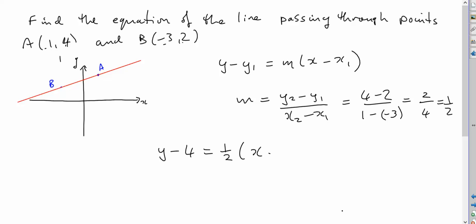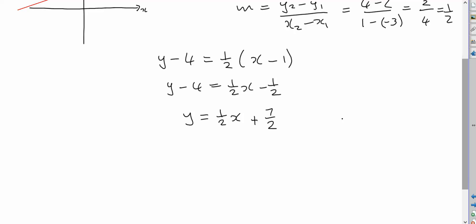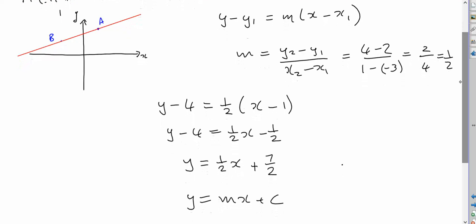times x minus x1, which is 1, and if we simplify that, y minus 4 is a half x minus a half, and adding 4 to both sides, y equals a half x plus 7 over 2. Now this is the equation of the line in y equals mx plus c format. The m is the gradient, which in this case is a half, and the c here is the intercept with the y-axis there. So this would be 7 over 2 on the y-axis.